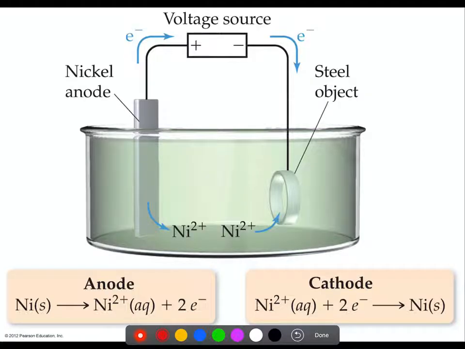So if we look here, now we have a different kind of electrolytic cell, where up here we have a voltage source, which gives us a big clue that this is an electrolytic cell. And again, we have the same basic principle. If this is our positive end of the power source, that means this must be our anode, and this must be our cathode. And here, this is purposely designed so that we will plate my object with nickel.